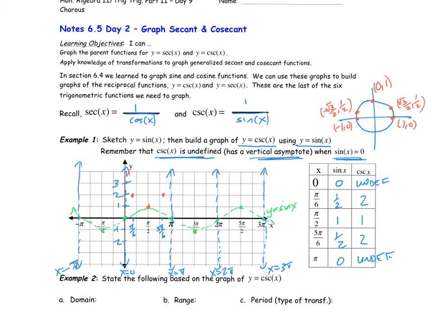And then I'm going to connect these with a nice smooth curve. And I know that my graph will approach those vertical asymptotes but never touch them. And I'll get a U-shaped curve of this type. It's not a parabola, but it is U-shaped.